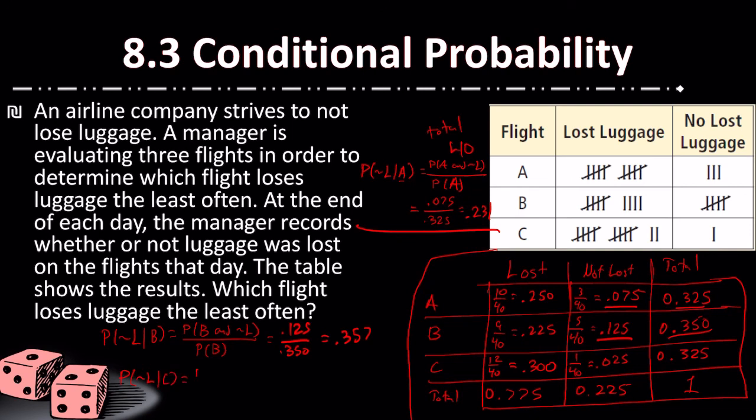For flight C, we'd want the probability that it's C and not lost over the probability of C. All right, C and not lost is 0.025, and the probability of C is 0.325, which gives us 0.077. So which flight loses luggage the least often? Appears to be that one, which is flight C.